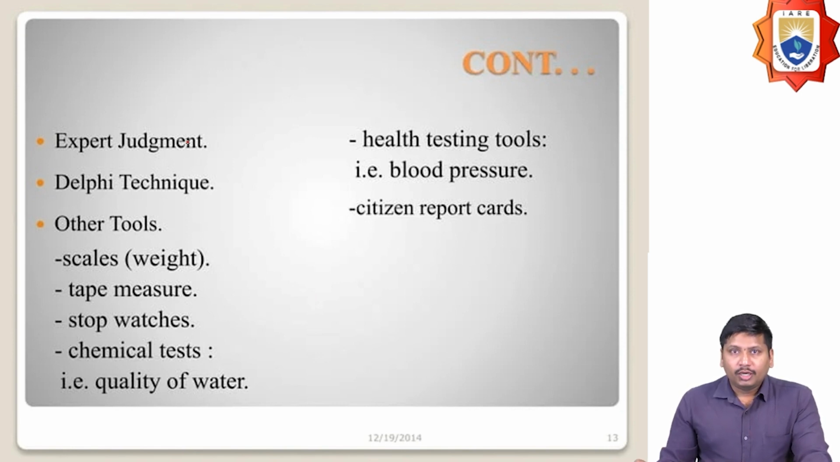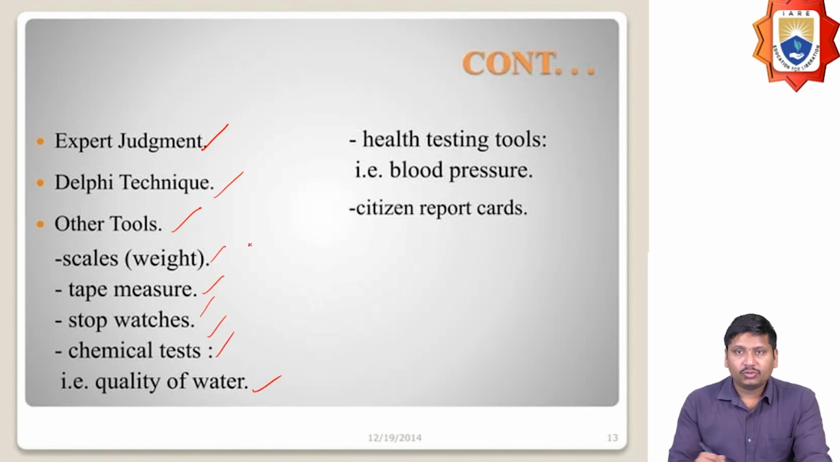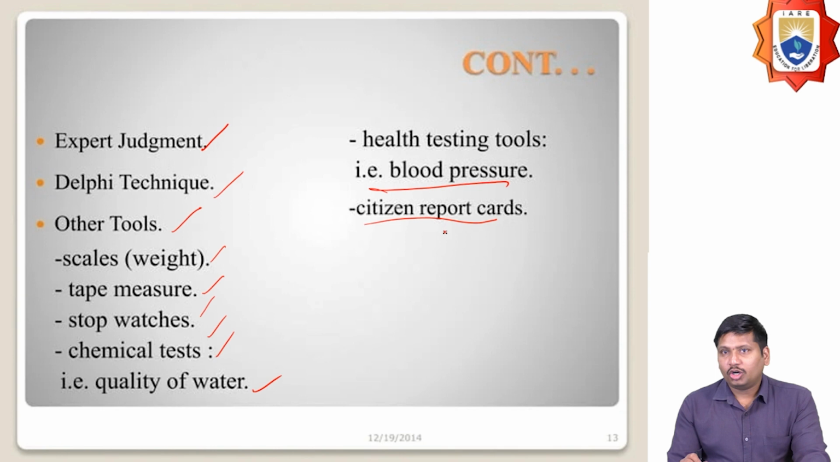So we have also covered some methods like expert judgment and Delphi techniques, and other tools like scales, tape measures, stopwatches, chemical tests, and quality of measures, which are other kinds of tools available to gather the data. And health testing tools like blood pressure, and then citizen report cards like this. So these are some of the tools that are available for collecting the data.